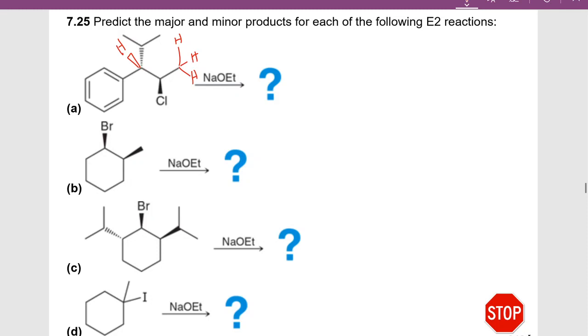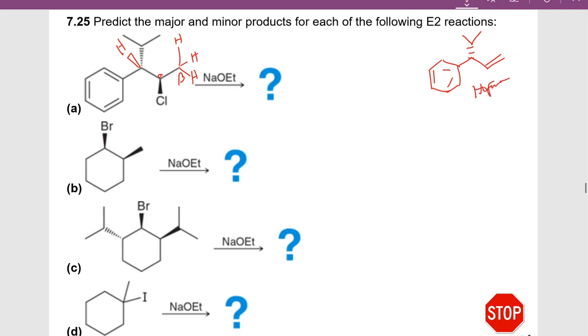So for A, I can have the possibility where I eliminate from the beta carbon on the right. Okay, so if I do that, I will have phenyl, let me see here. The isopropyl group is going back. We didn't change anything there. So that's the product. So this is one product. That's going to be a Hofmann product.